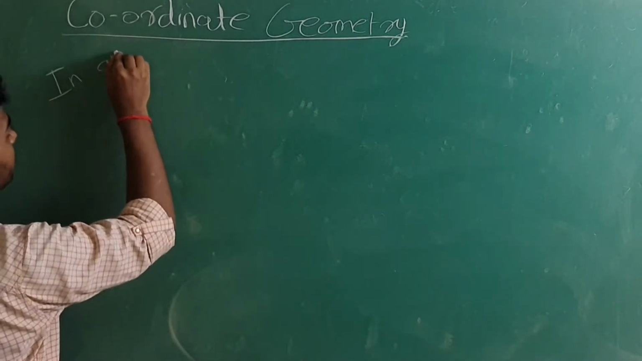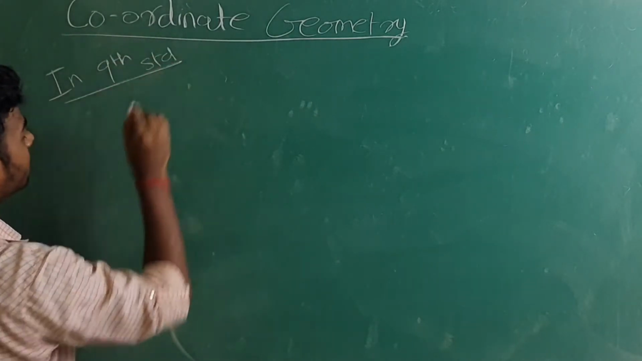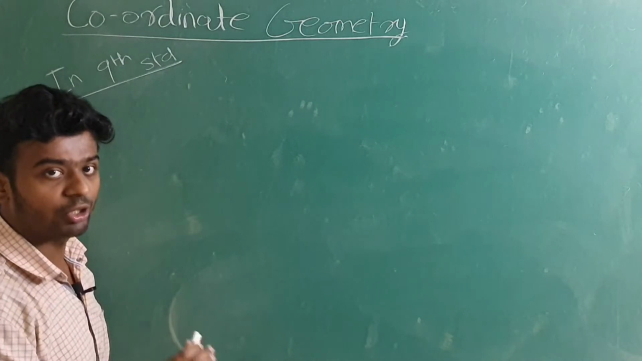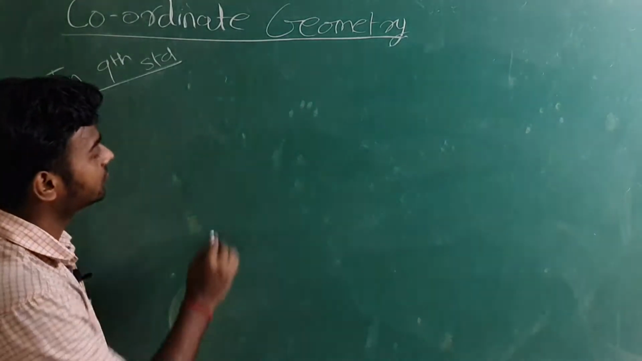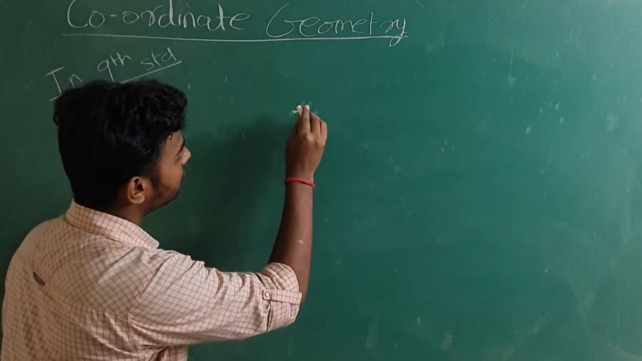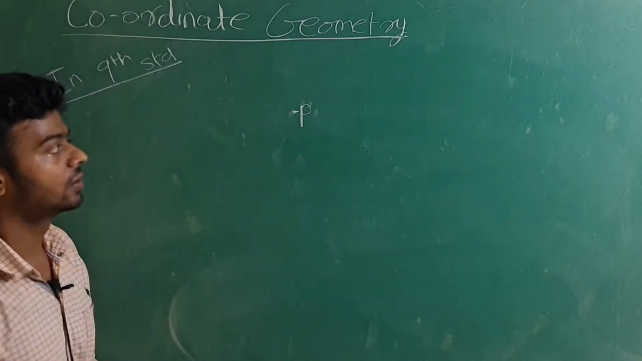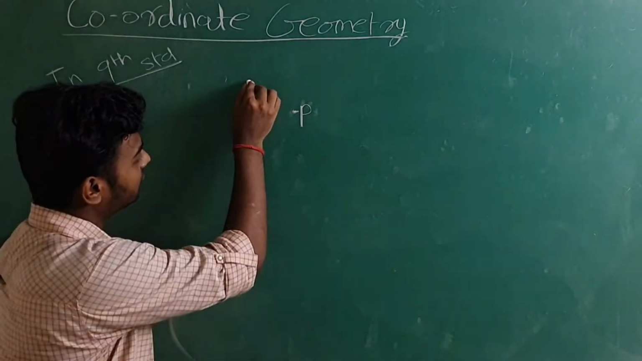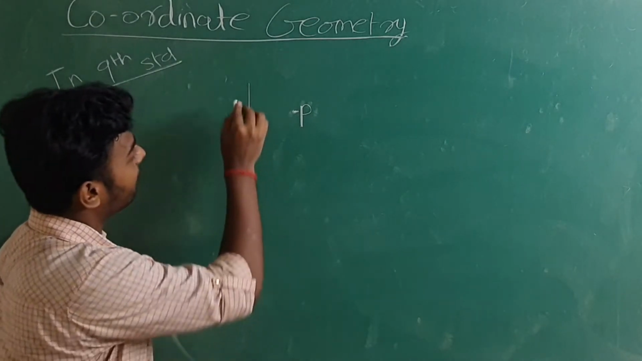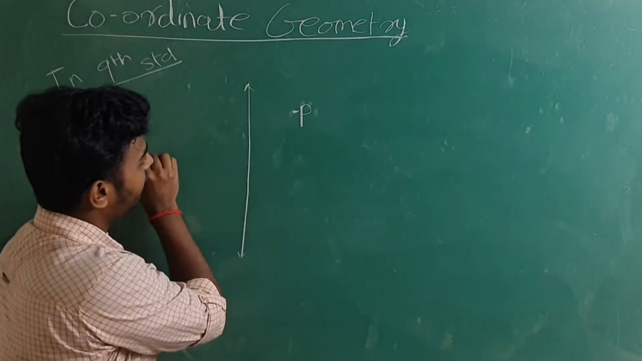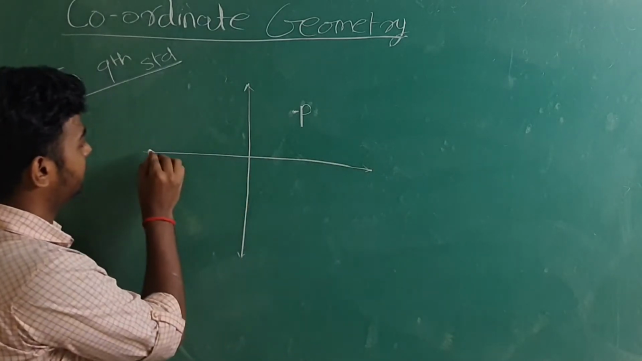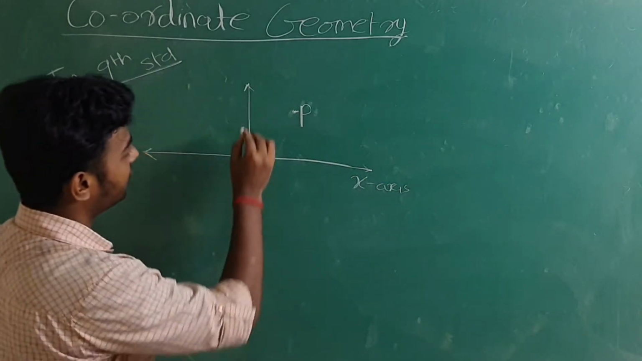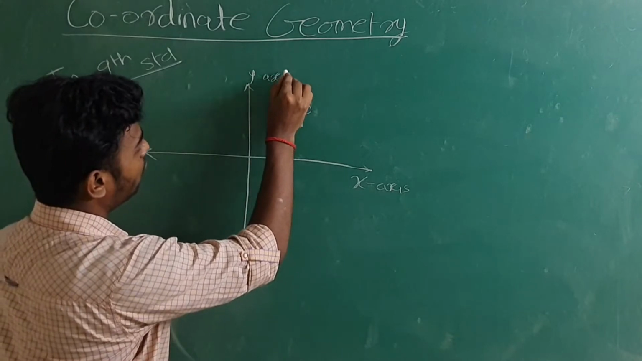In 9th standard, we have studied that to locate the position of any point, let's suppose that point is P, we require a pair of coordinate axes, that is the y-axis and the x-axis. So this is the x-axis and this is the y-axis.